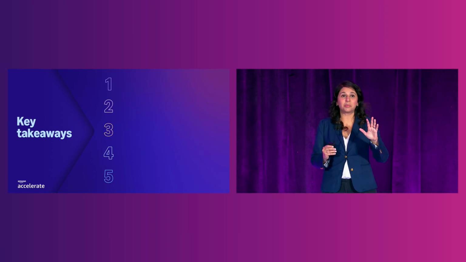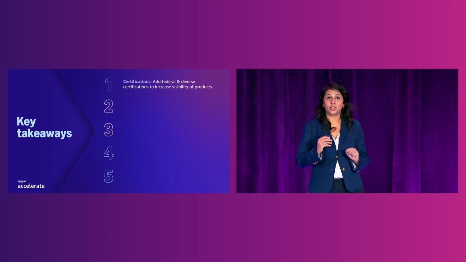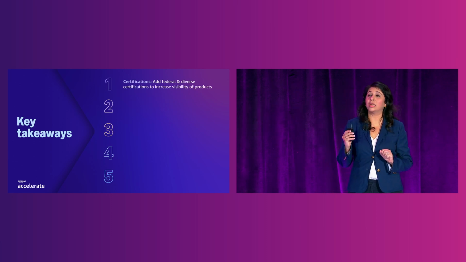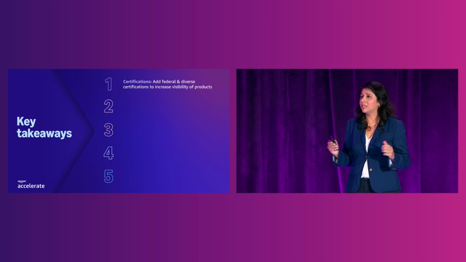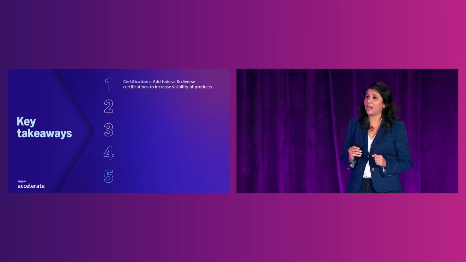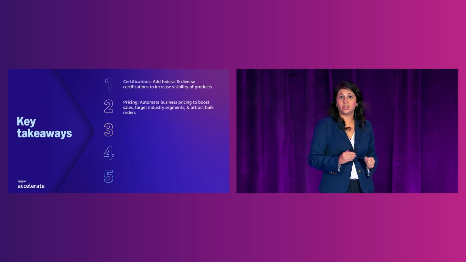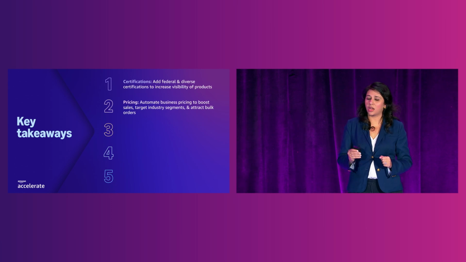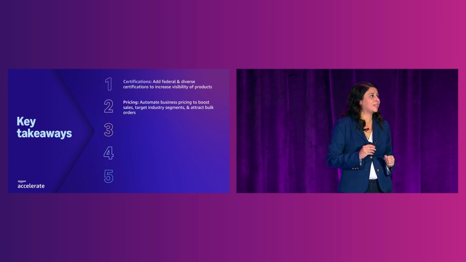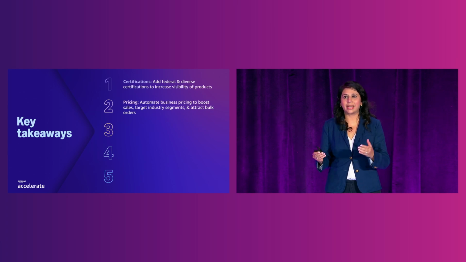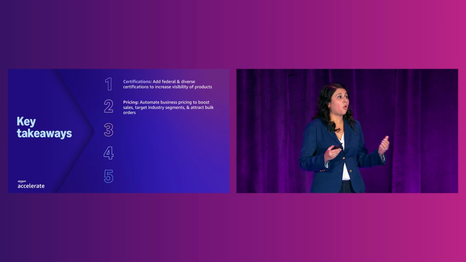So to summarize, we talked about 5 strategies today. You can start by adding certifications, federal and diverse, to increase visibility of your products. The simplest way to start is by Federal 889, which is something you can do on your own in Seller Central. You can automate business pricing to boost sales, target industry segments, and attract bulk orders. You can start by setting business catalog rules or work on API integrations for sharp pricing.